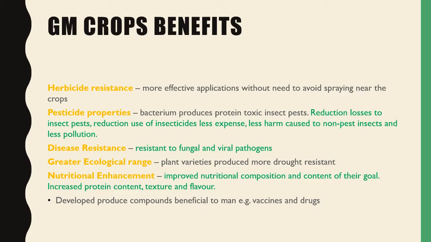There's a greater ecological range because plant varieties can be produced more widely and they're more drought resistant. And finally, nutritional enhancement, because they have an improved nutritional composition and content. So there's increased protein content, texture, and flavor. These are developed to produce compounds that are beneficial to man. Examples include vaccines and drugs.